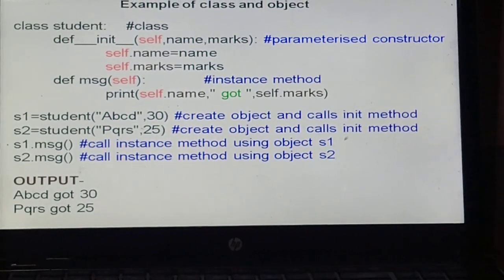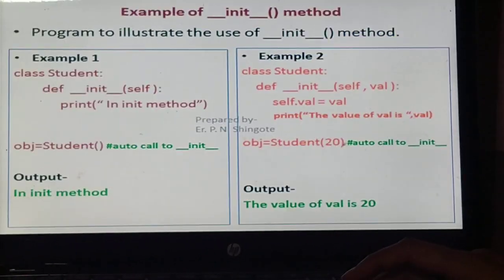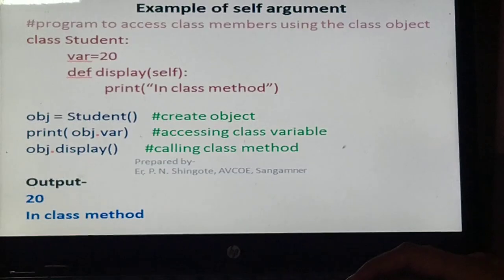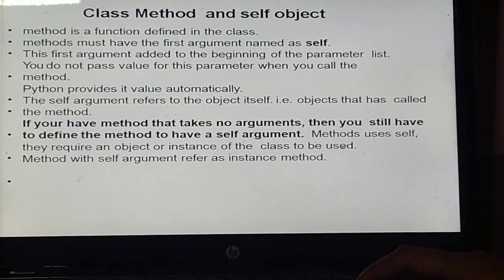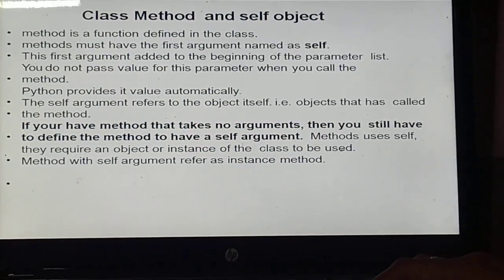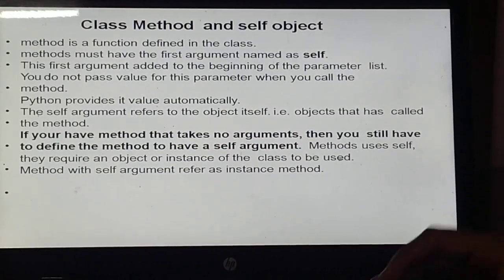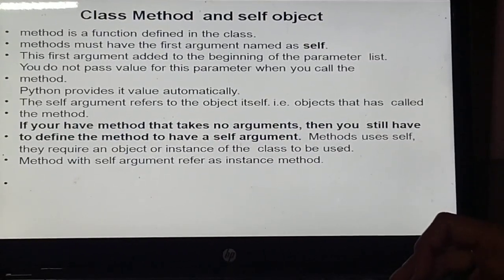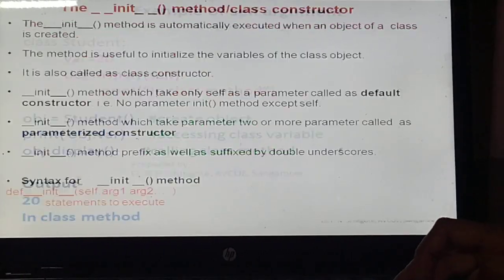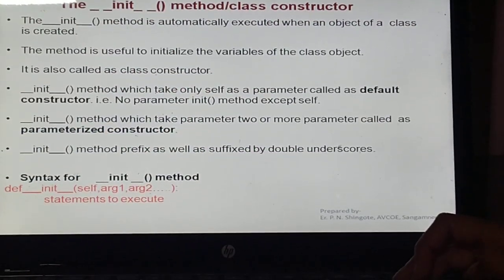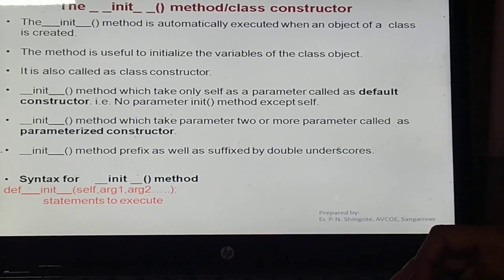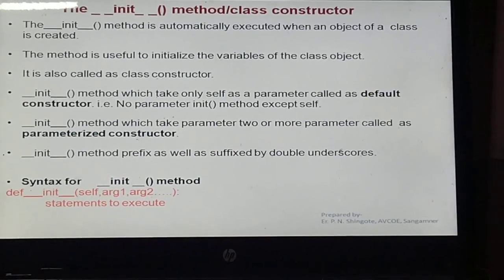Okay. So this is how we use class method, init function, and self argument. So a class method is nothing but a function defined inside the class. It must have the first argument as self. Okay, then only you can say that it is a class method. And when you talk about init, it always has the self argument with it, and it is the constructor of the class.